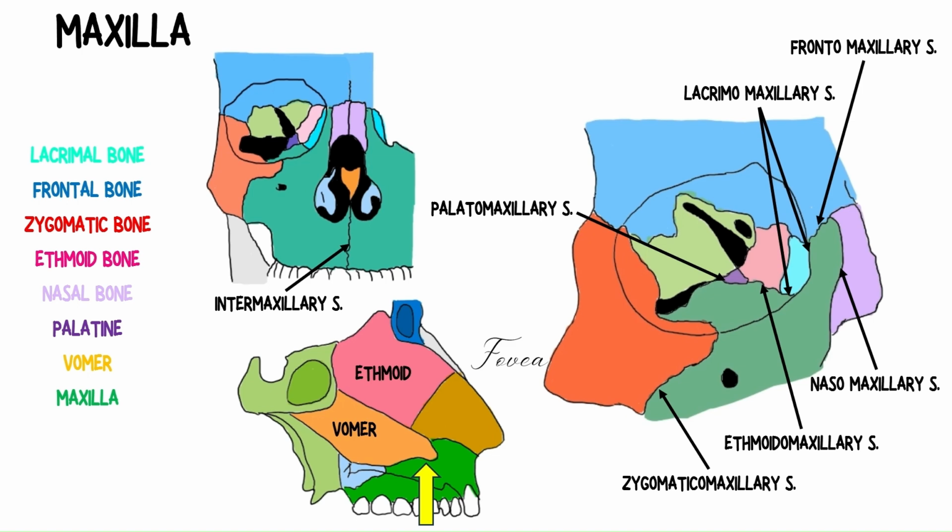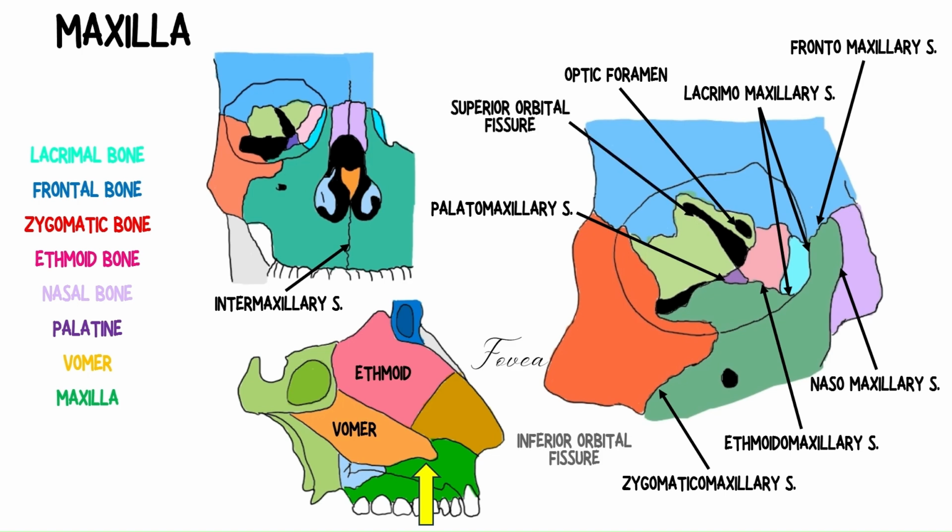Area covered by the septal nasal cartilage that relates superiorly to the nasal bones, posteriorly to the ethmoid and postero-inferiorly to the vomer. From this perspective, we also see the optic foramen, the superior orbital fissure, and the inferior orbital fissure, points of passage of important nerves that we will see at the end of this video.